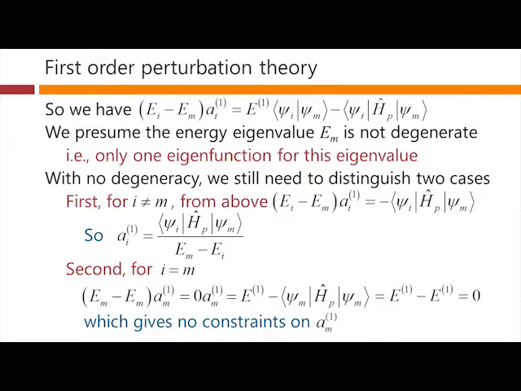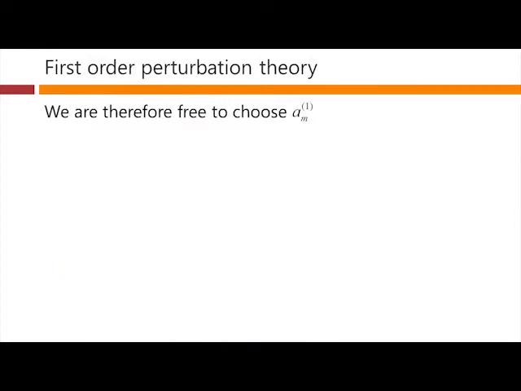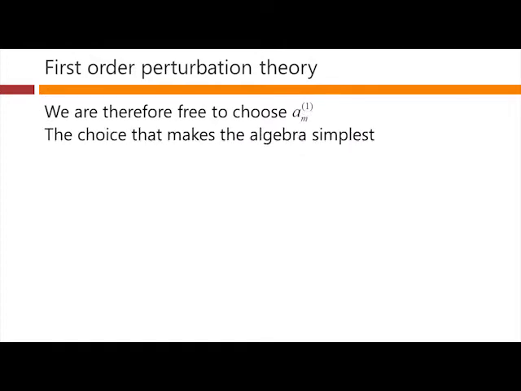Now that might seem like bad news, but it turns out that it's actually quite good news. We are therefore free to choose this to be anything that is convenient. The choice that makes our algebra simplest is simply to choose to set up our algebra taking this coefficient to be 0. You might think we're doing something in the physics here, but we're really not. We would just be adding in part of the original unperturbed wave function. That really has no physical significance to it.